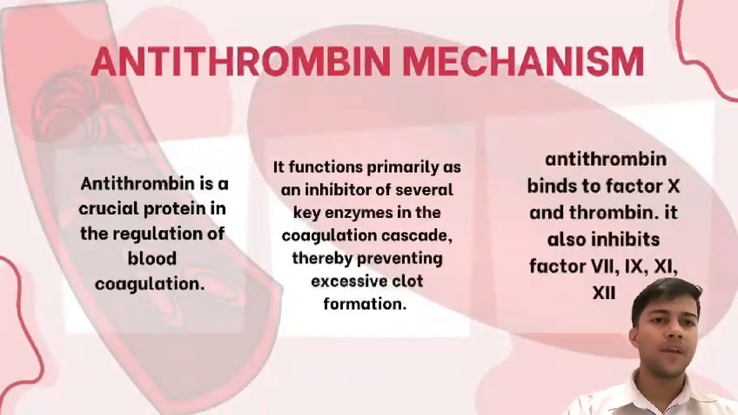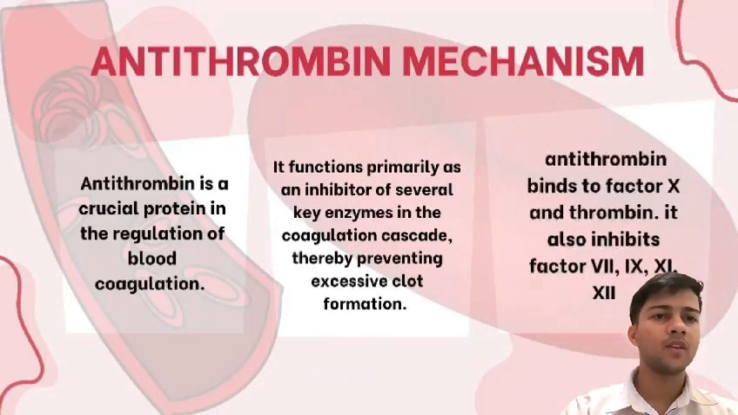Antithrombin mechanism. Antithrombin is a vital regulator of blood coagulation, acting primarily as an inhibitor of key enzymes in the coagulation cascade. By binding to and inhibiting thrombin and factor X, as well as factors 7, 9, 11 and 12, antithrombin prevents excessive clot formation, maintaining hemostatic balance and reducing the risk of thrombotic disorders.